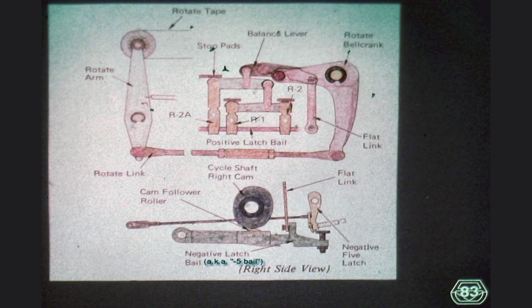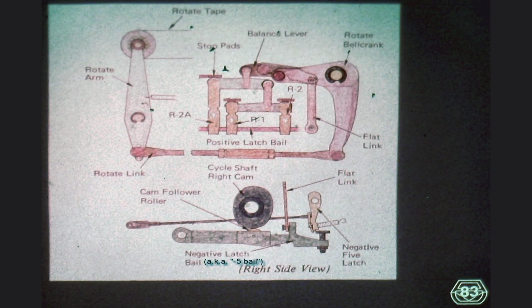Through the combined action of the stop pads, preventing the positive selector latches from moving upward, and the -5 selector latch, preventing the -5 bail from moving upward, the rotate bell crank is prevented from rotating clockwise. It is important to know that the total vertical motion obtainable from the -5 bail is exactly the same as the total vertical motion obtainable from the positive latch bail.